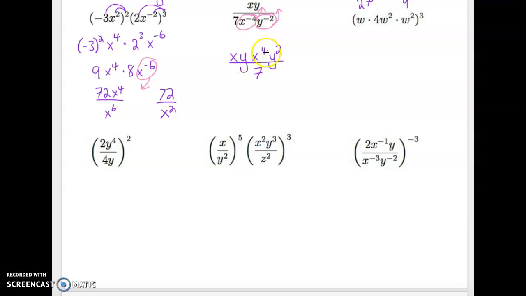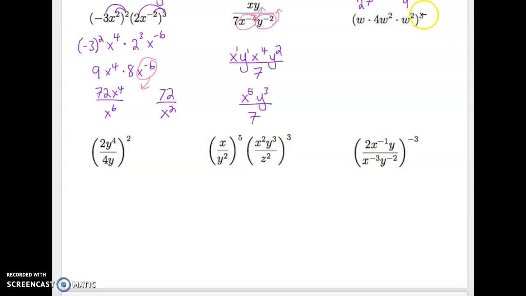And then now you can multiply the like bases, or bases that are the same. So x times x to the fourth, these secretly have an exponent of 1 on it. So x to the first times x to the fourth would give me x to the fifth. And then y, technically to the first, times y squared would give me y to the third, all over 7. Then you're done.